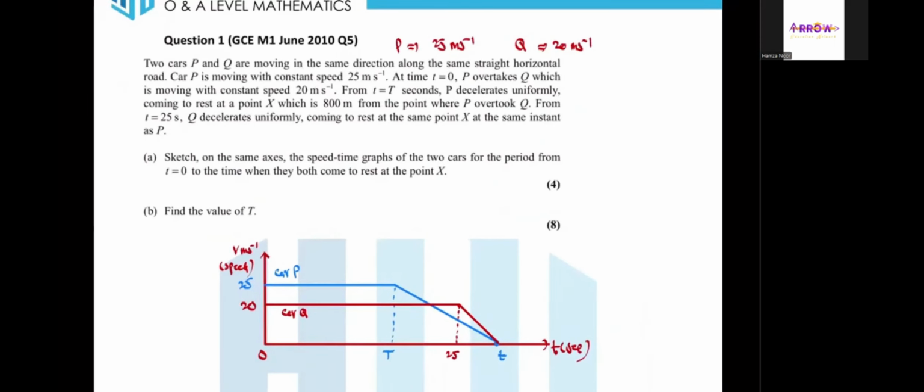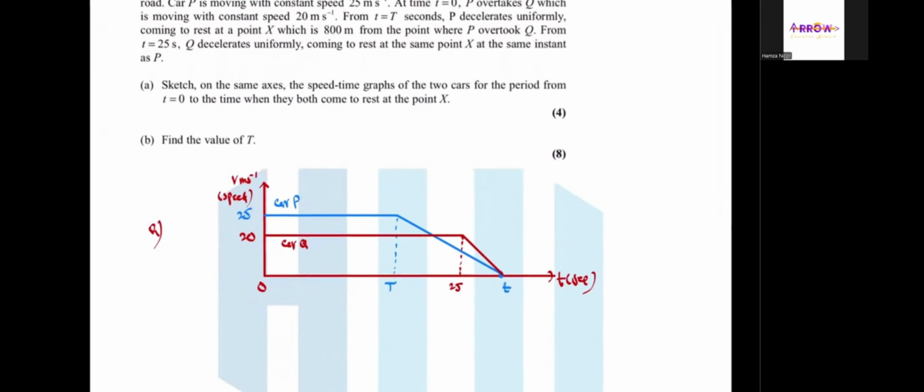And since both cars are coming to rest at the same point at the same instant, the distance covered by both of the cars should be equal. Both should be 800 meter, meaning areas of both of these trapeziums should be equal to each other. All right. So this is basically the whole concept behind this. This was the requirement of part A.